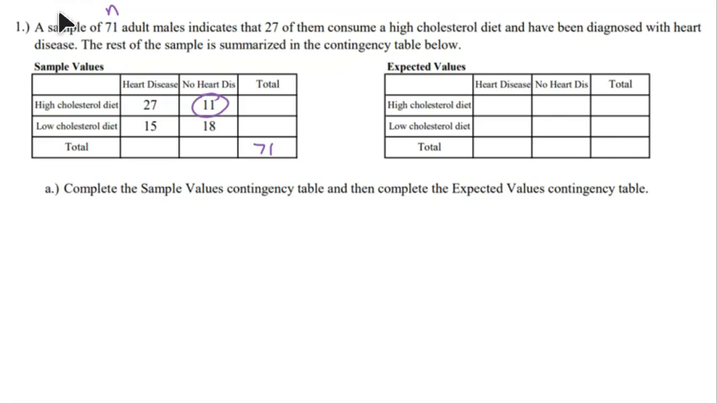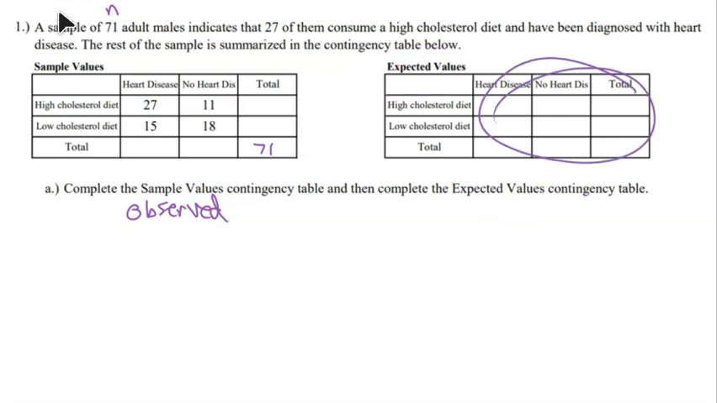And so 11 people have no heart disease, but they do have a high cholesterol diet. 15 people do have heart disease, but they actually have a low cholesterol diet. And then 18 people have no heart disease and a low cholesterol diet. Okay, and so what part A says here is complete the sample values contingency table. So here we go, sample values. Sample values is the same thing as observed values contingency table.